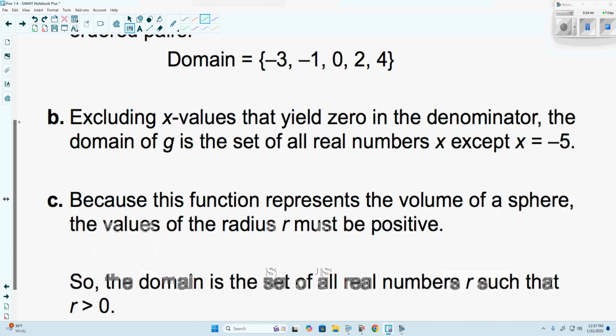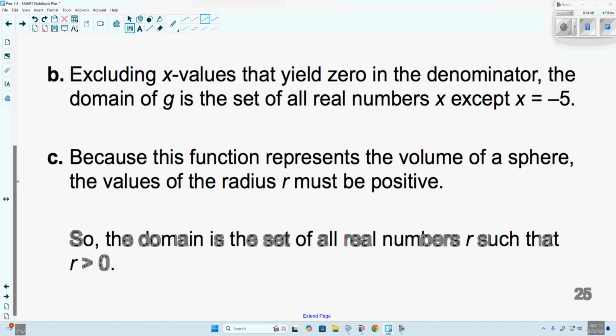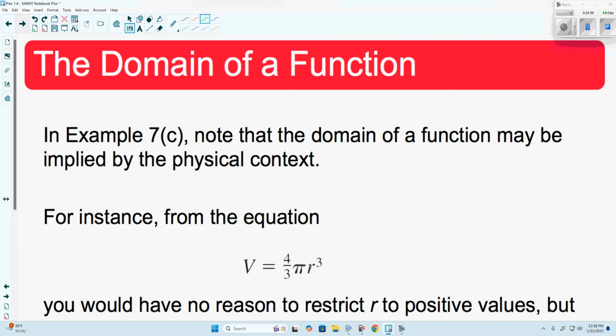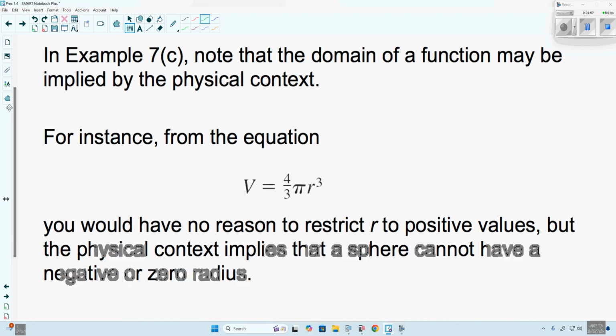Domain, because the function represents the volume of the sphere, the radius must be positive. Example C, note that the domain of a function may be implied by physical context. You would have no reason to restrict R to be positive values, but the physical context implies that a sphere cannot have a negative or 0 radius.